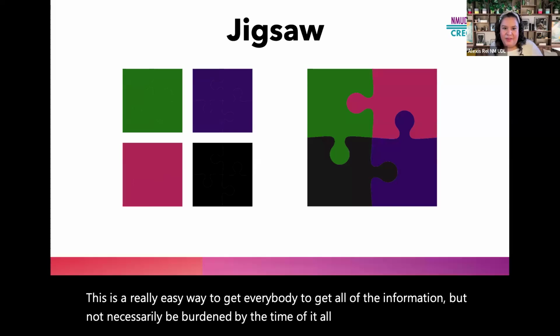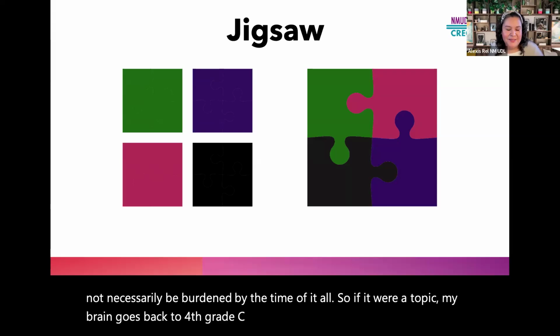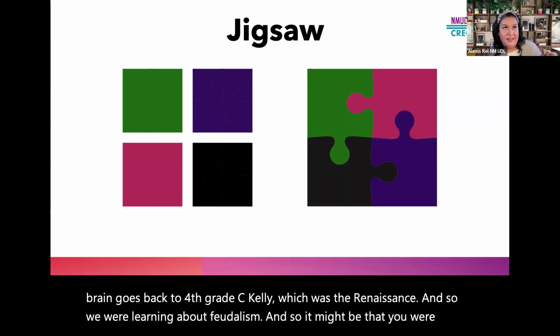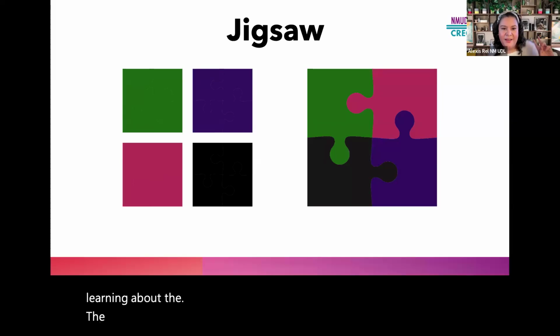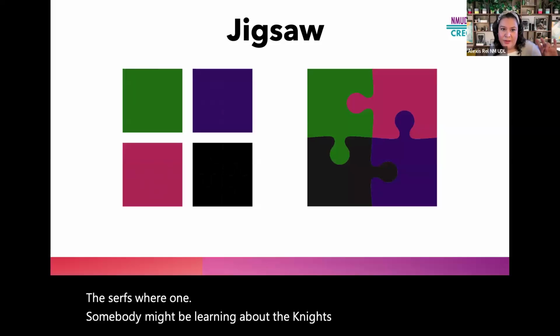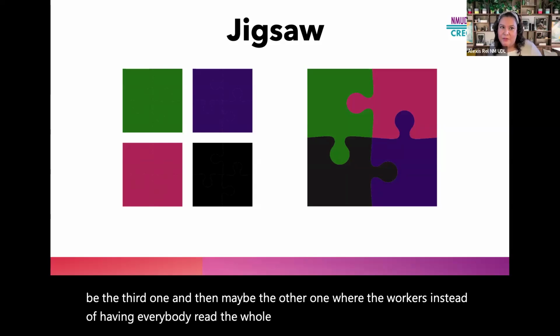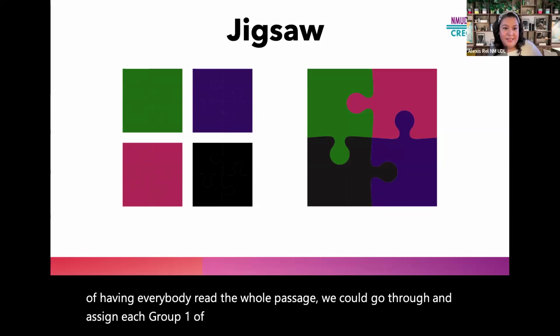So if it were a topic, my brain goes back to 4th grade CKLA, which was the Renaissance. And so we were learning about feudalism. And so it might be that you were learning about the serfs for one. Somebody might be learning about the knights, and then the royalty would be the third one. And then maybe the other one were the workers. Instead of having everybody read the whole passage, we could go through and assign each group one of those contents.